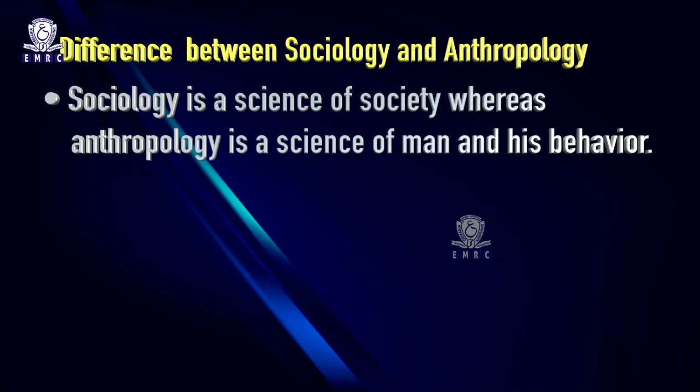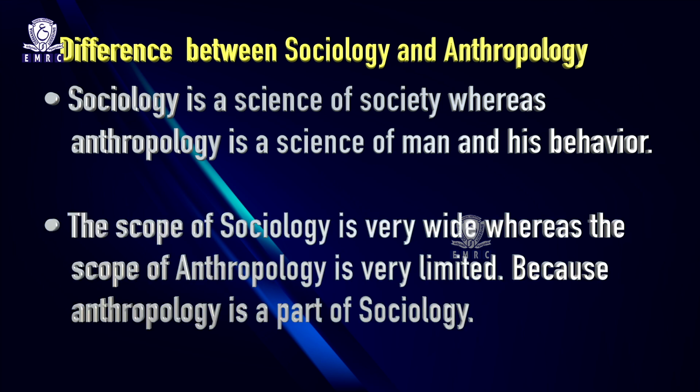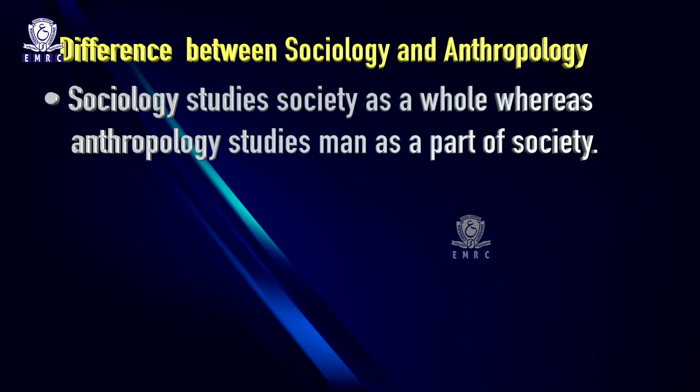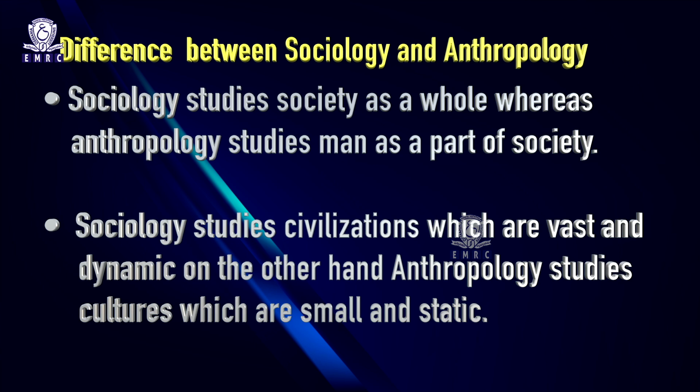Sociology is a science of society, whereas anthropology is a science of man and his behavior. The scope of sociology is very wide, whereas the scope of anthropology is very limited, because anthropology is a part of sociology. Sociology studies society as a whole, whereas anthropology studies man as a part of society. Sociology studies civilizations, which are vast and dynamic. On the other hand, anthropology studies cultures, which are small and static.